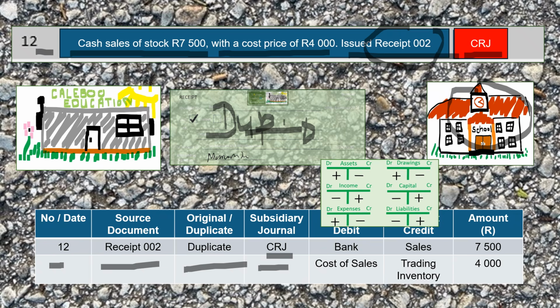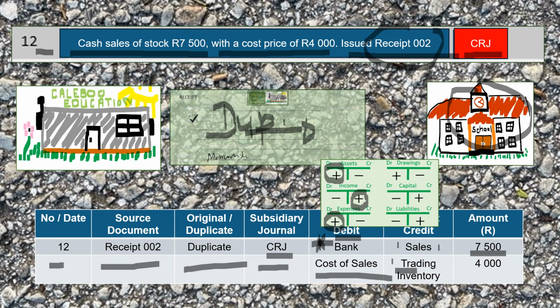Part A, record the sale. Our bank balance increased. Increase in assets, debit. The sales account increased. Sales is income. An increase in income, credit, and then we record the sales amount. Now part B, we need to expense the stock. We need to record the cost of the sale. Cost of sales is an expense. An increase in expense must be debited. So that's why cost of sales goes under account debit.